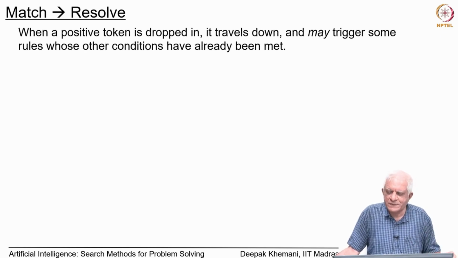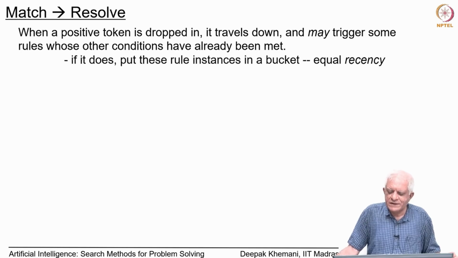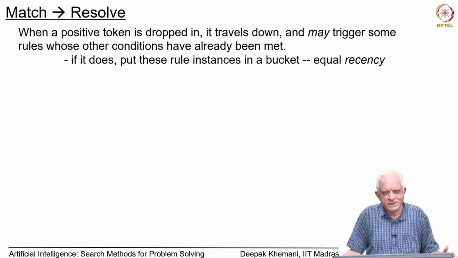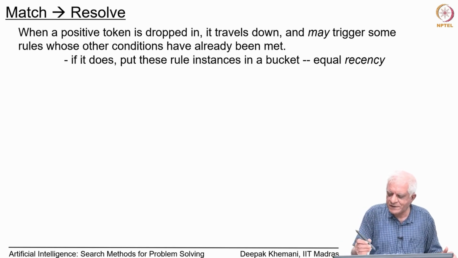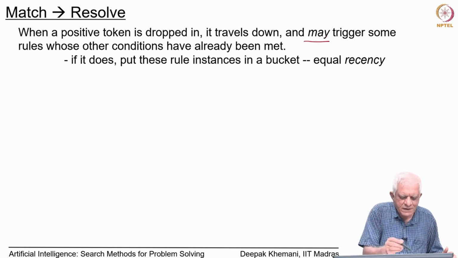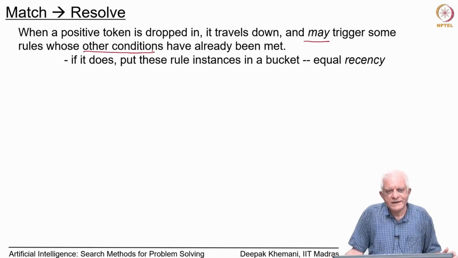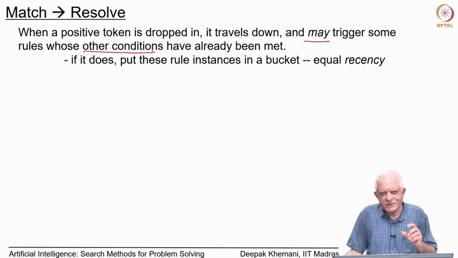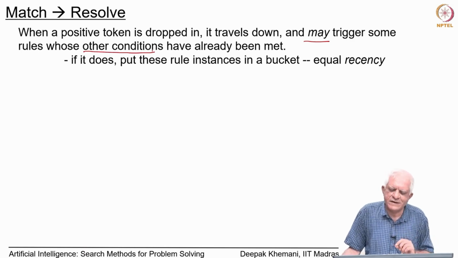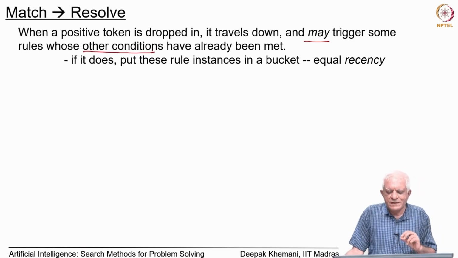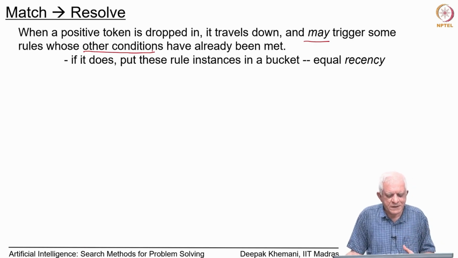When a positive token is dropped in, it travels down and it may trigger some rules whose other conditions have already been met. That is why we say may trigger, because if it is one of the many patterns, it has to wait for other conditions to be met. If the other conditions have already been met, then this is the last piece in the jigsaw puzzle, as you might say, for that rule to become active, or more than one rule could also become active at the same time.